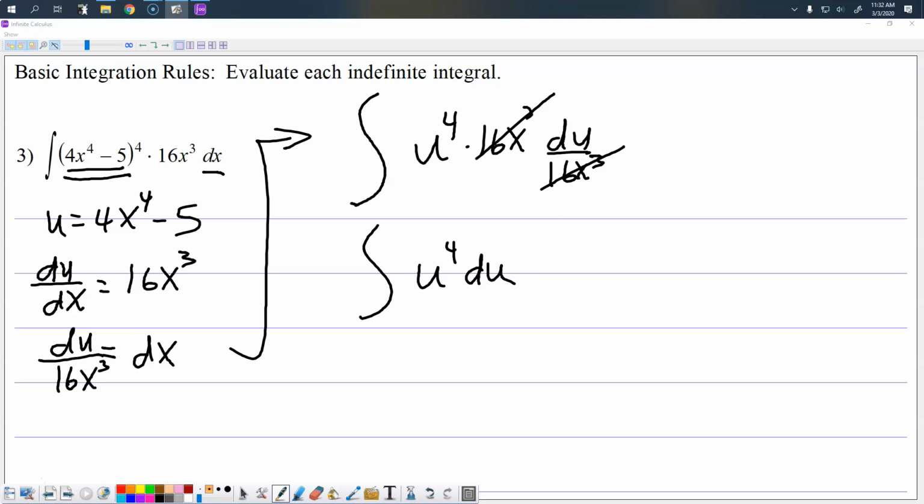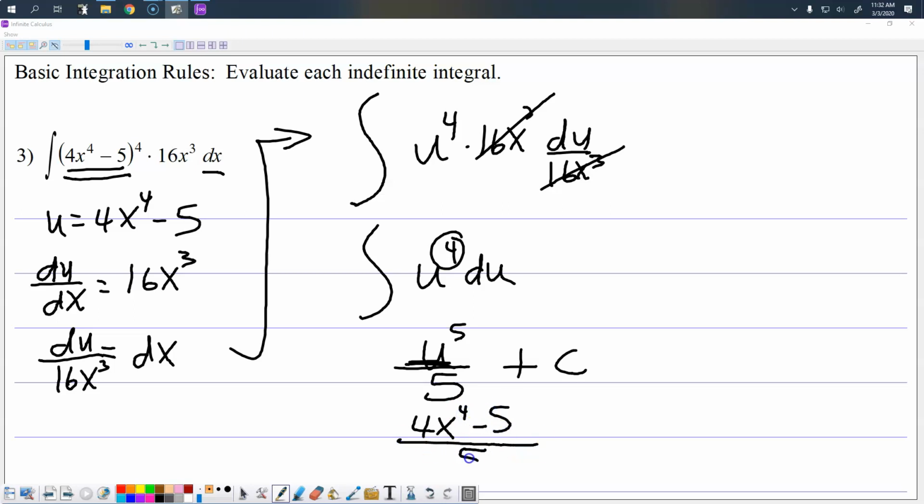And so now we just go ahead and do the power rule like we're used to. We're going to add 1 to that power there, and we're going to divide by that value. Don't forget your plus c. And at the very end, you want to replace the u with what u equals. So it's 4x to the 4th minus 5, to the 5th power plus c. Another way that this answer could be written is instead of putting this whole thing over 5, they could put 1/5 in the front. It means the same thing.